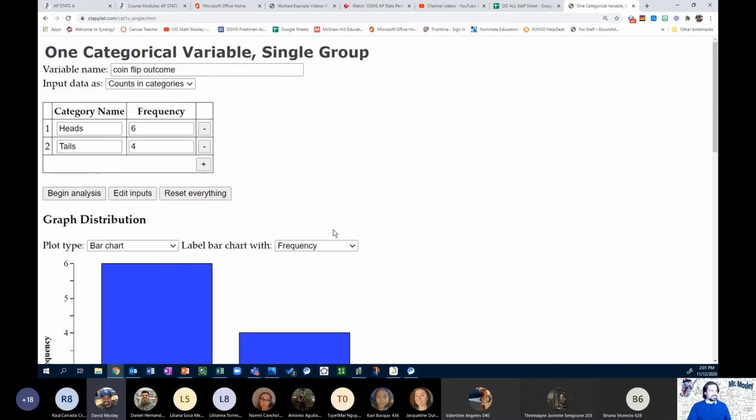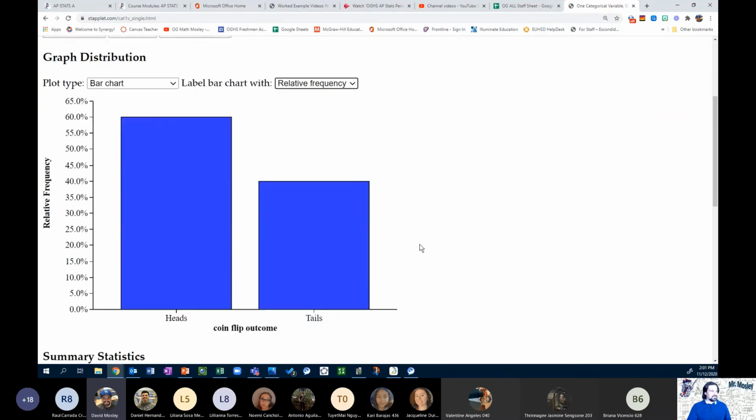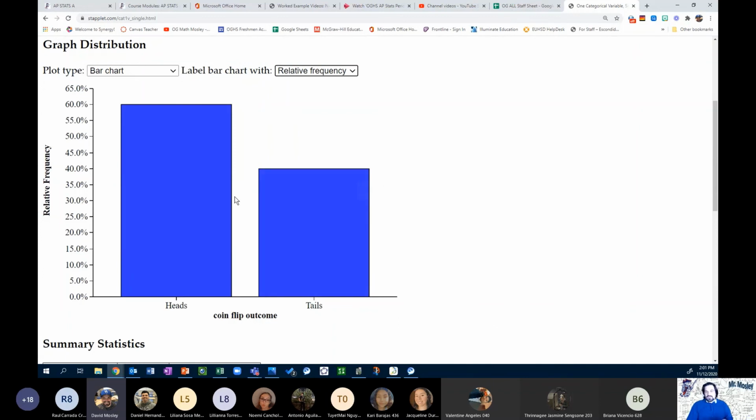We'll do our analysis. We'll just say relative frequency so it shows percentage. The bar graph is what we would expect it to be. It's 60% heads, 40% tails. This is the hypothetical probability based on the problem scenario.